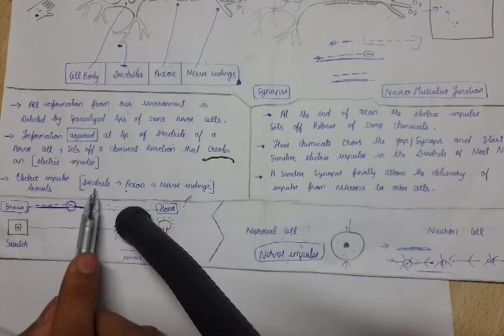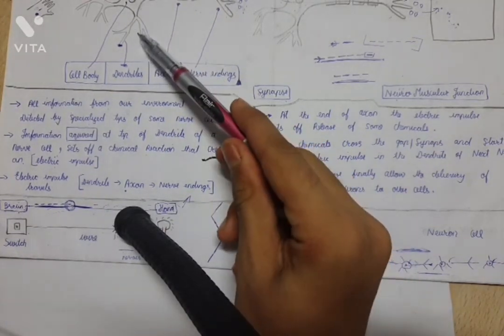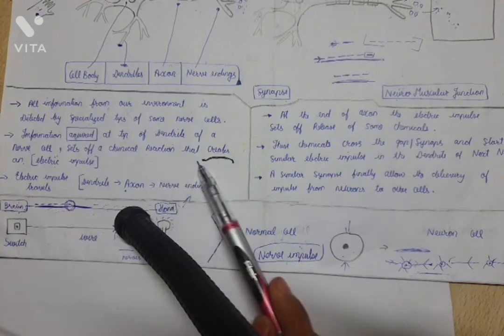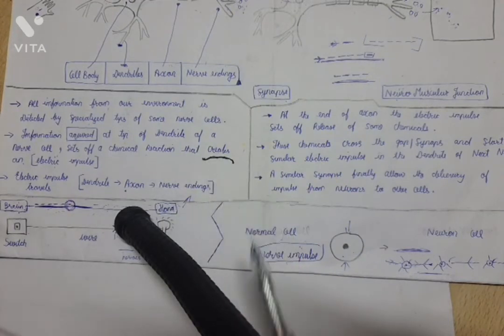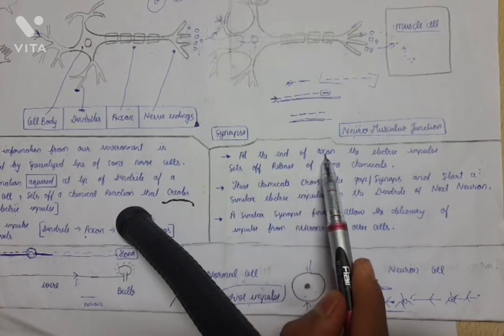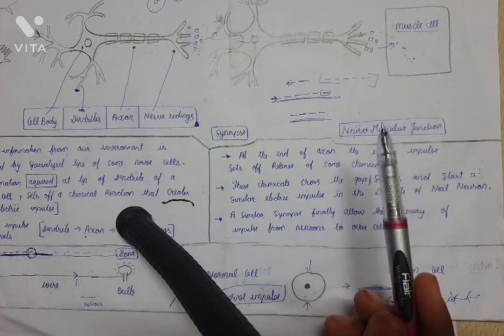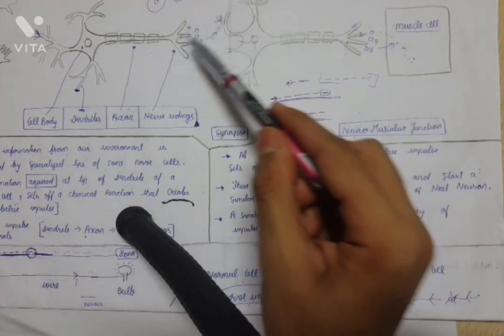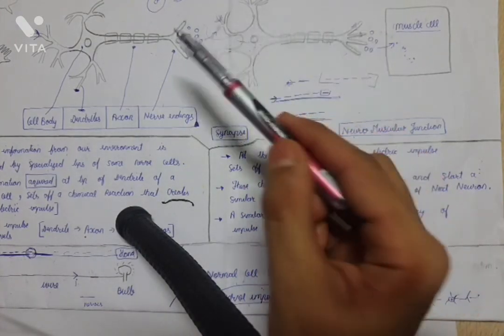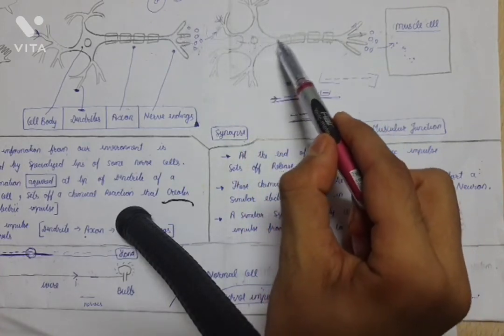The electric impulse travels from the dendrite, which is the fibers. These are fibers of dendrites. Then through the long axon, and at the last at the nerve ending. See, at the end of the axon, the electric impulse sets off the release of some chemical. So what happens is that in this gap the impulse cannot travel because it is a gap. It can travel only through this neuron.